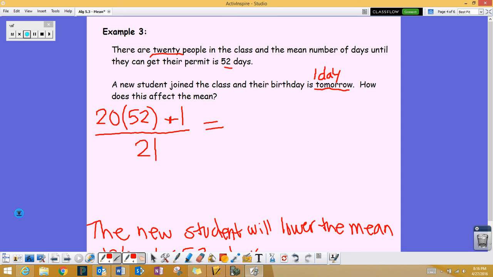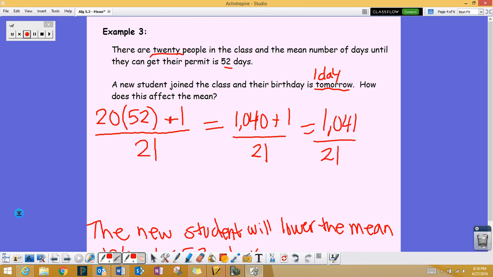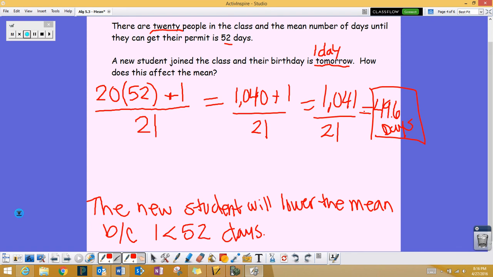When we multiply 20 times 52, I get 1,040. And we're going to add 1 and then divide by 21 to find our new mean. So this is 1,041 divided by 21, which is 49.6 days. That's our new mean. Okay, that's quite a bit lower than 52 days to wait for their permit. So you can see that if you throw in a kid with a birthday that's a lot closer than 52 days away, it's going to change that mean.